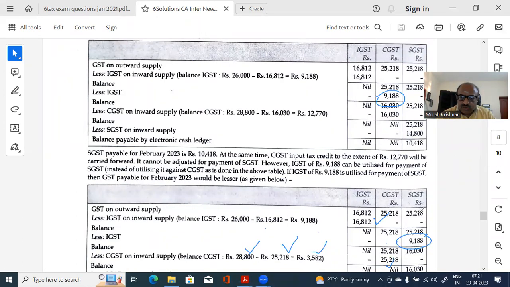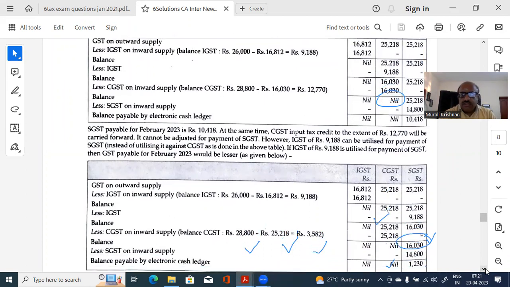And here he has got 25,000 total. He has utilized IGST credit. Balance 16,000 is there. How does he do it? Now he has got a credit of 14,000 available in SGST. So balance he has to pay 1,300. Just by adjusting a little bit, he has to pay the cash liability of only 1,230 instead of 10,400. That is what they want to ask.